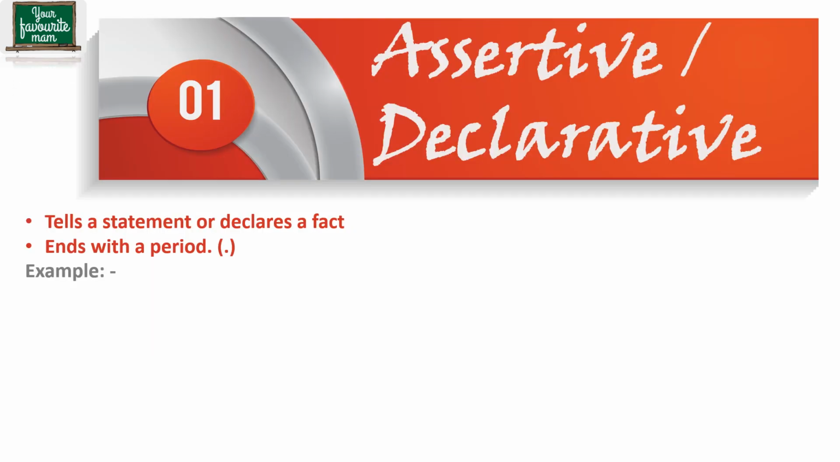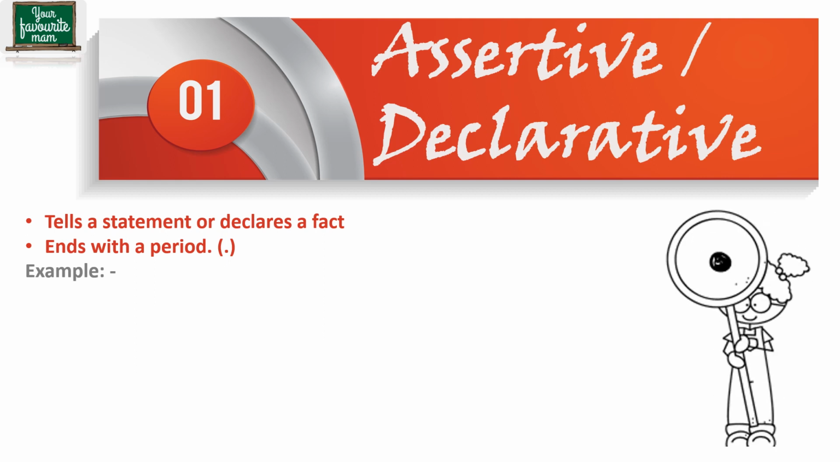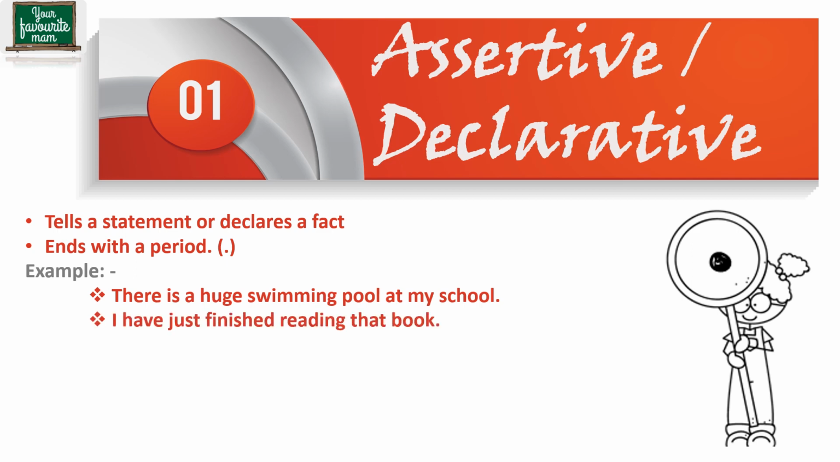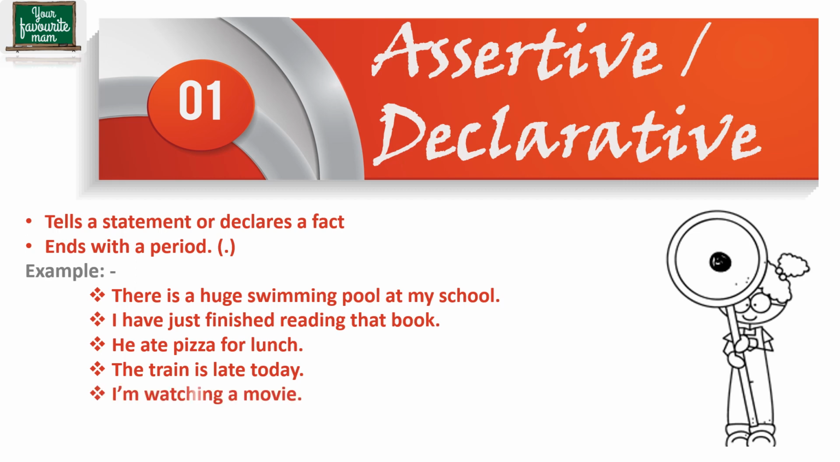An assertive sentence or a declarative sentence is the most basic type of sentence. Its main purpose is to give information by telling a statement or declaring a fact. It is always punctuated with a period at the end. For example, there is a huge swimming pool at my school. I have just finished reading that book. He ate pizza for lunch. The train is late today. I am watching a movie.